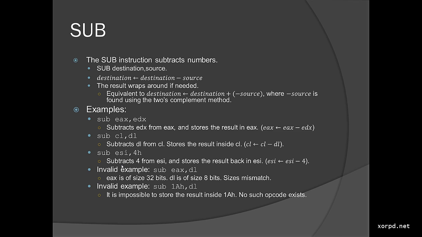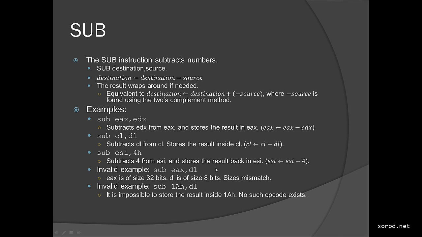As usual, we are going to have some invalid examples, which are not very different from the previous invalid examples that we had. For example, sub EAX, DL. The problem here is with the sizes. EAX is of size 32 bits, however, DL is of size 8 bits, and the sizes mismatch. There is no such instruction. You cannot encode such an instruction for the x86 processor.